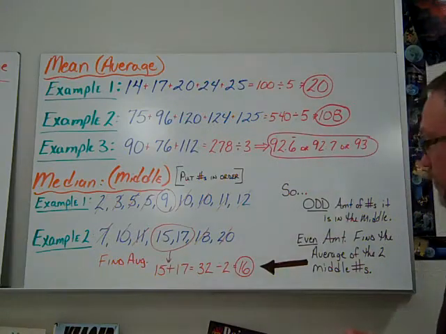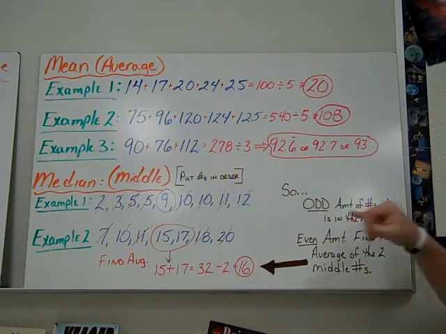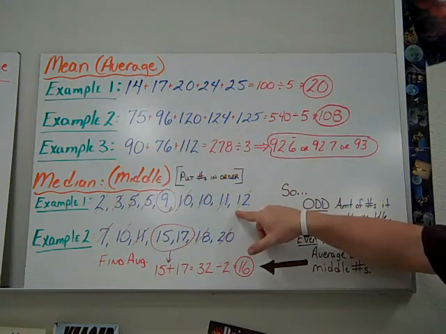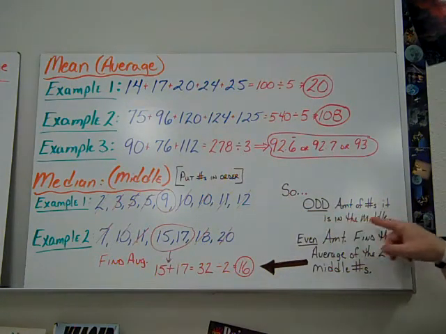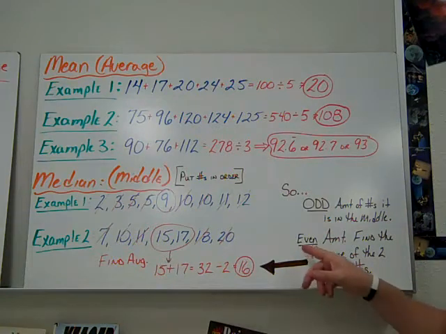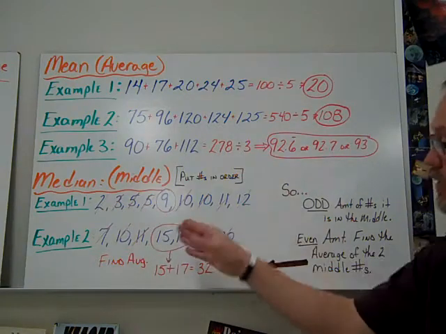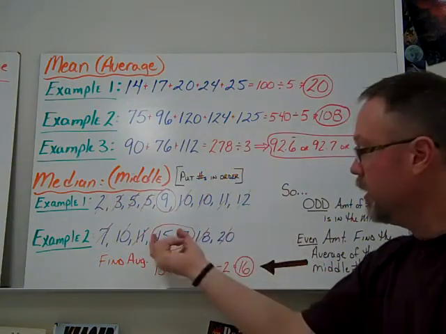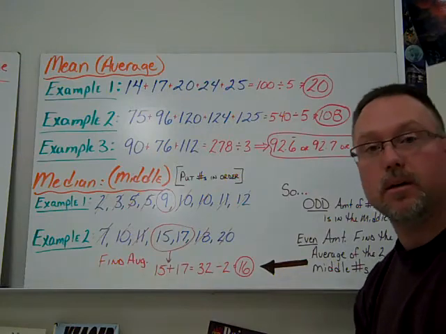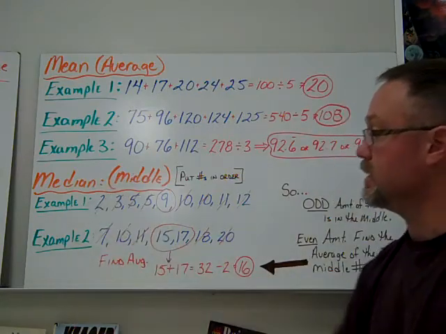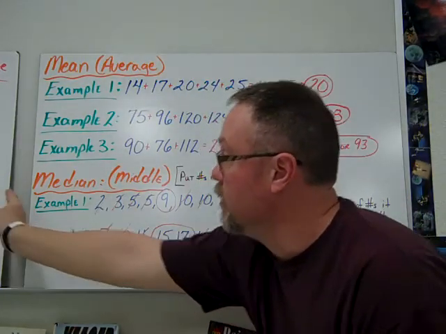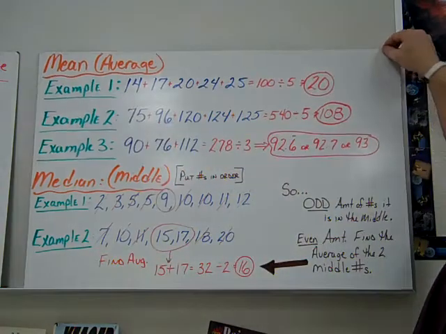So a rule that you could follow, a couple of them, is if you have an odd amount of numbers, which is what we had up in the top example, number 1, it is going to be automatically in the middle. If you have an even amount, you would have to find the average of the 2 middle numbers. So you'd cross everything out, get to those 2 middle ones, find the average, and that's going to be the median for that example. So that is how you find mean and median.